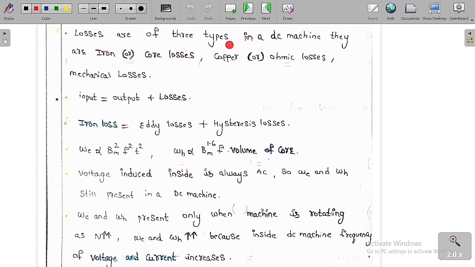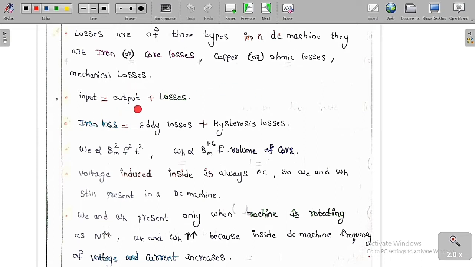There are three types of losses in a DC machine. They are iron or core losses, copper or ohmic losses, and mechanical losses. These are the losses that are going to be present in a DC machine. The first one is called iron loss or core loss, the second one is the copper or ohmic loss, and the third one is the mechanical loss.